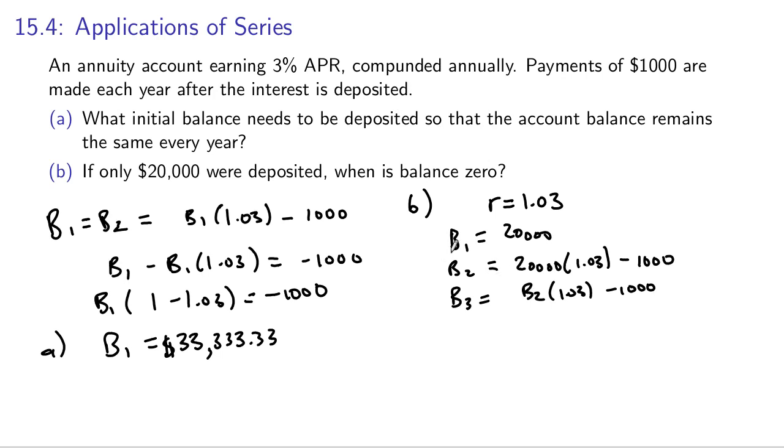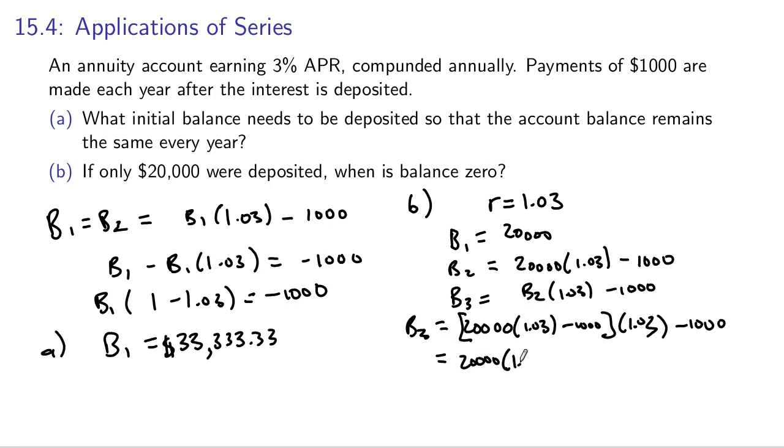So if we think about how this is going to play out over time, let's plug in B2 to see this. B3 will be 20,000 times 1.03 minus 1,000, times 1.03, minus the 1,000 we took out. If we factor this 1.03 in, we get 20,000 times 1.03 squared minus 1,000 times 1.03 minus 1,000.